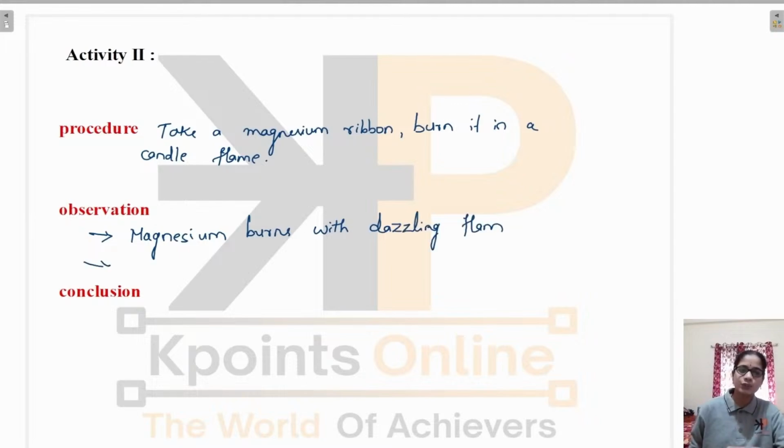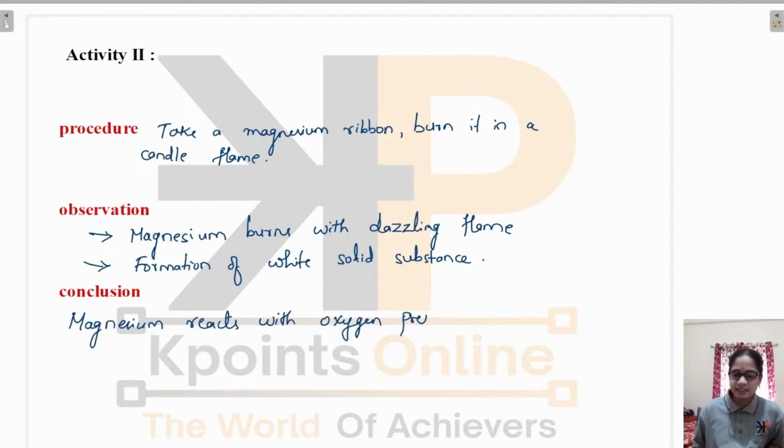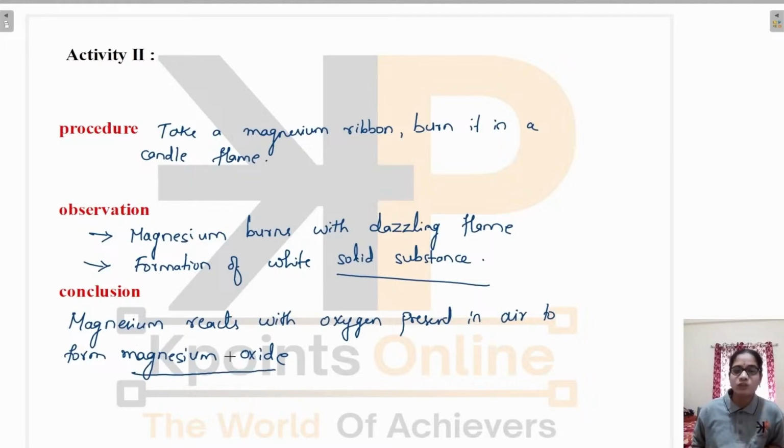And again, what do you observe? There is a formation of a white solid substance. Here these are the two changes that we have observed. That is, it will burn with a dazzling flame, and there is a formation of a white solid substance. Why has it happened? Because magnesium reacts with oxygen present in air to form magnesium oxide. That white solid that is formed is magnesium oxide.